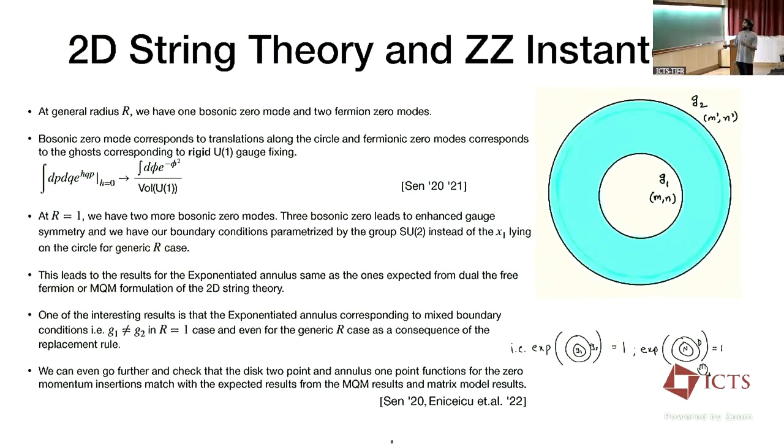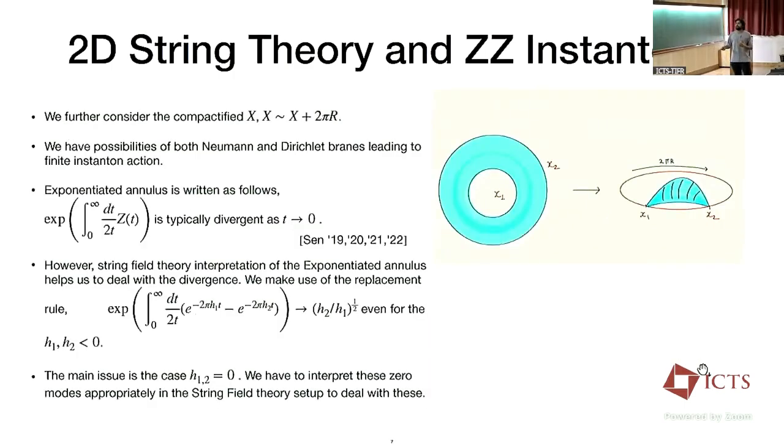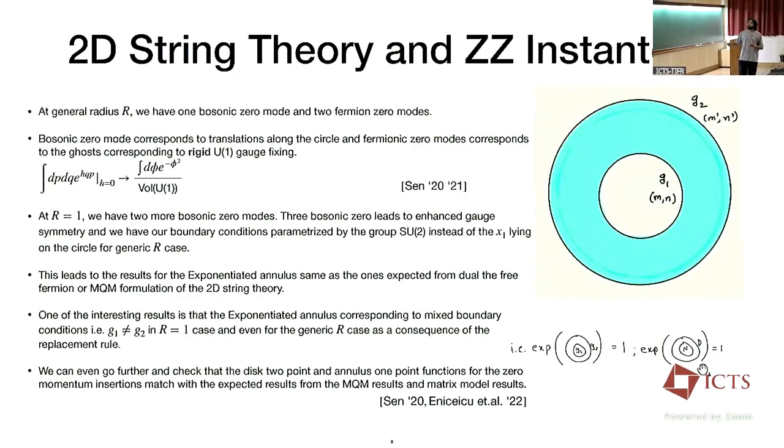The case of interest for me was R equal 1, where, along with the zero mode corresponding to translation along the circle, I have 2 more zero modes. So I have 3 bosonic zero modes. This leads to some enhanced gauge symmetry, probably not relevant. But the thing is that these extra 2 bosonic zero modes can also be countered by the same method devised by Ashok earlier for the translation zero mode I told you about.